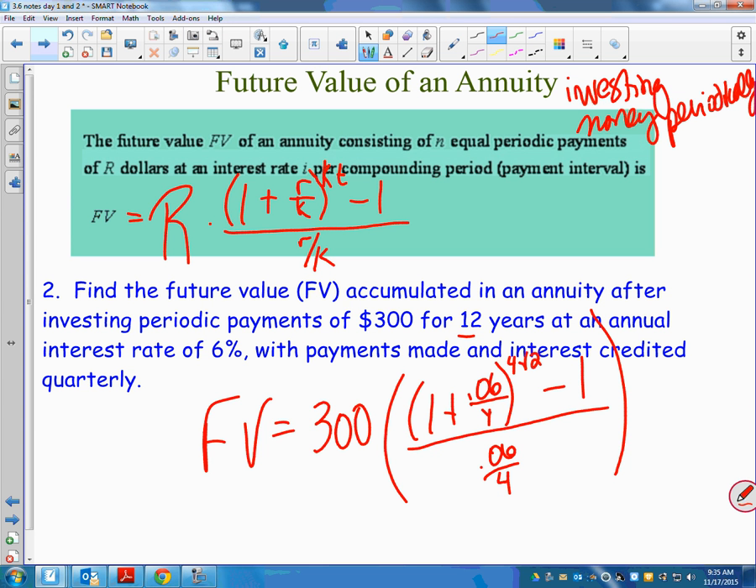You can say 300 times, I would put a parenthesis here. I would close that parenthesis there to show that that's the top. And I would also put a parenthesis on the bottom to show that I want that together on the bottom. So a lot of parentheses. You forget a parenthesis, you mess things up. Also, if you're going to write 4 times 12, you need parentheses up there. So I'm going to write 48. Or you can just do it in multiple steps. That's the other option.